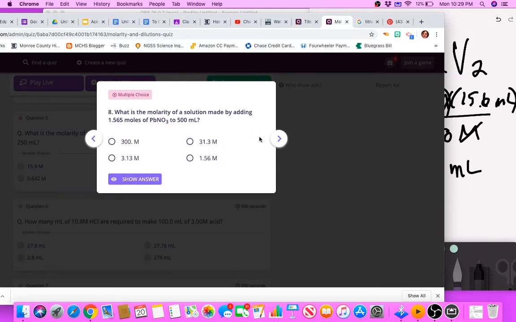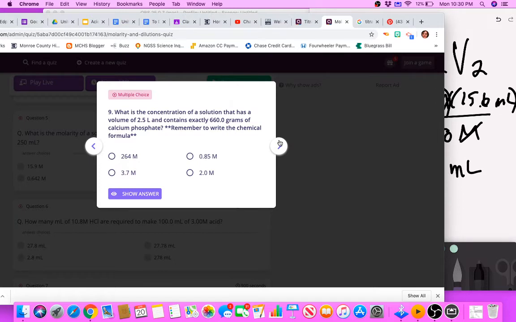I think there is one more problem here that we can do, or maybe not. That one doesn't have molarity and volume. Let me see if there's any more. Nope.